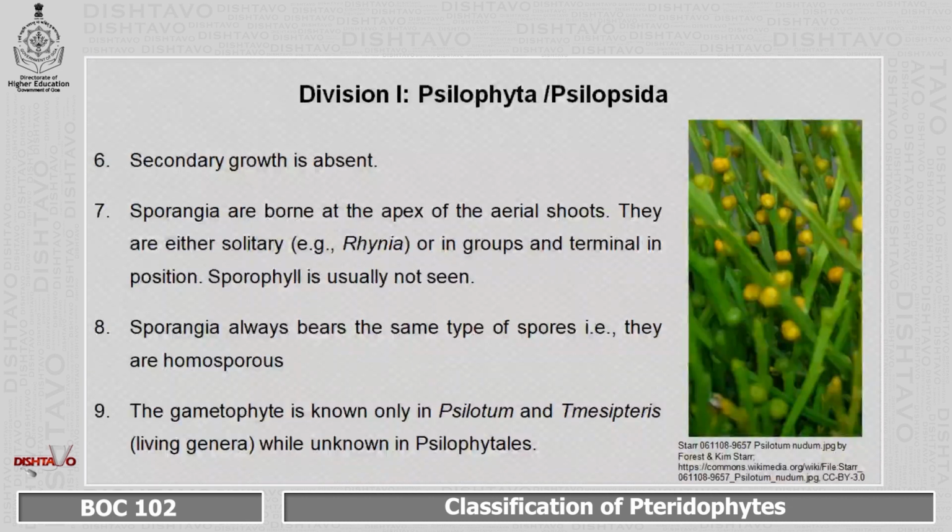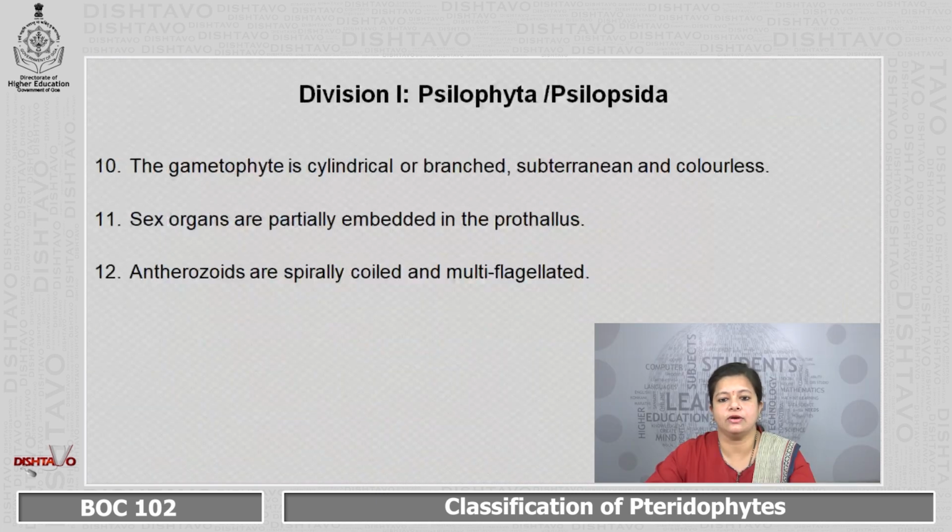The gametophyte is known only in Psilotum and Tmesipteris, which are the living genera, and it is unknown in the members of other Xylophytales. The gametophyte is cylindrical or branched, subterranean and colorless in nature. The sex organs are partially embedded in the prothallus. Antherozoids are spirally coiled and multiflagellated.